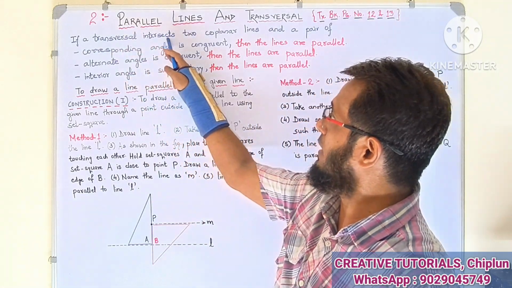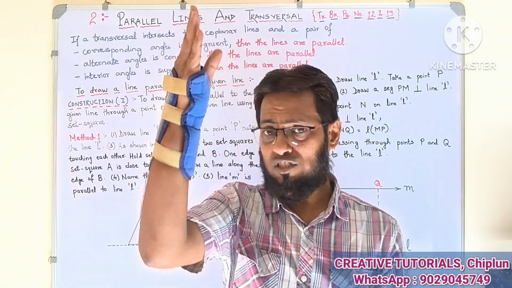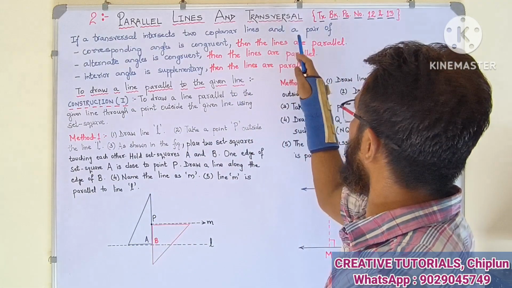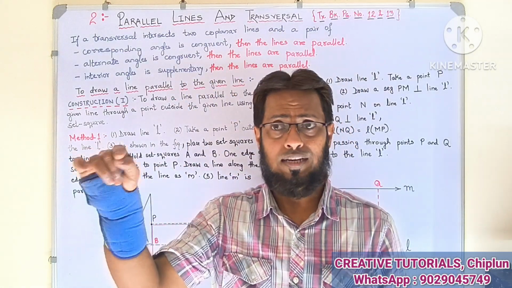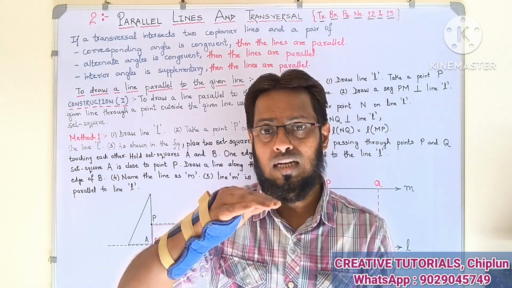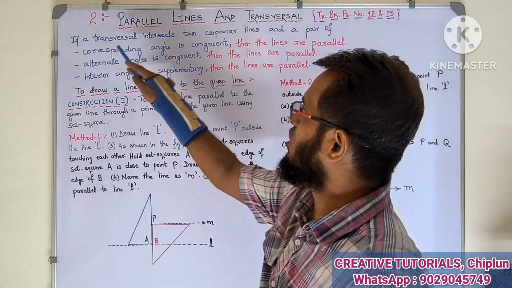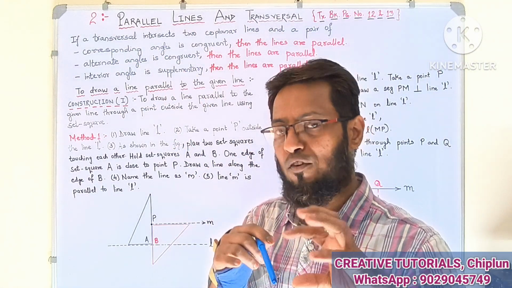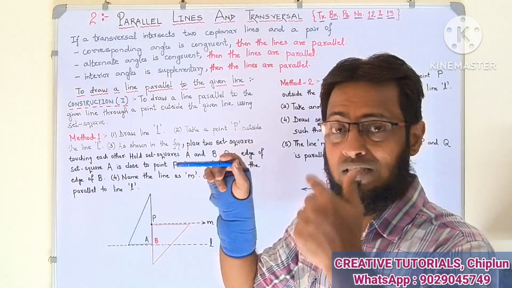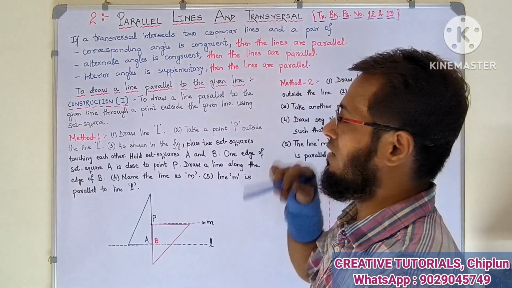That is, a transversal intersects two coplanar lines. Right now there are two lines in the same plane, and then suppose we have one transversal that intersects these two coplanar lines. What condition comes because of that? A pair of corresponding angles is formed. If that pair is congruent, then those two coplanar lines I'm talking about are parallel lines.